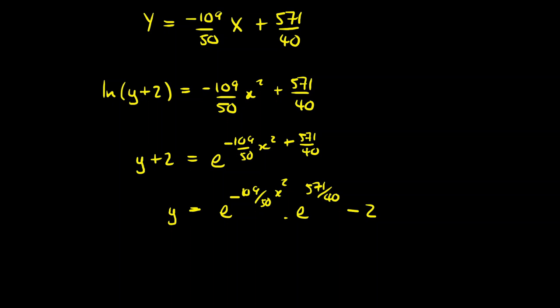So let's say that they accept that the gradient is negative 109 upon 50, so you get a mark for that. They accept the y-intercept as 571 upon 40, right? So they accept that. And what about the final answer? Yeah, they write it as e to the power of 14.3 minus 2.18 x squared minus 2 or equivalent.